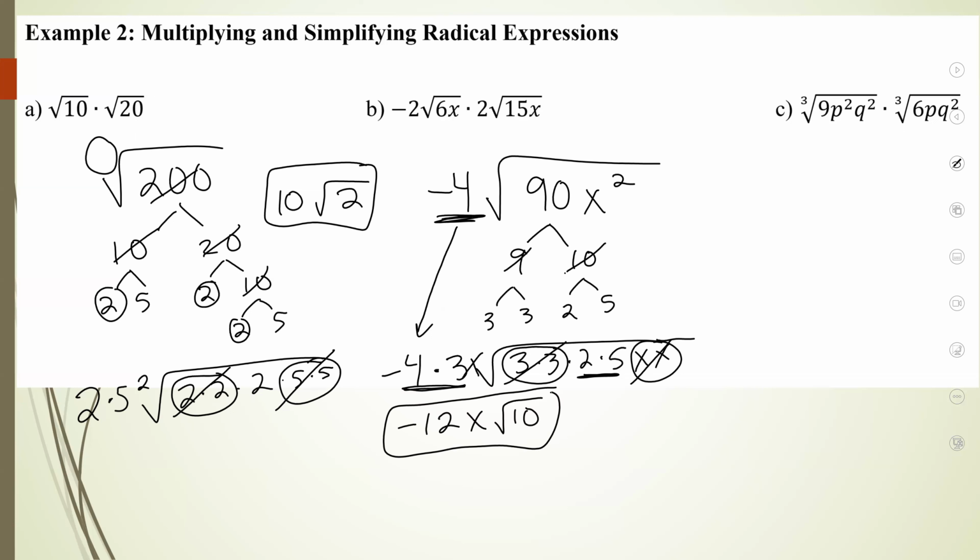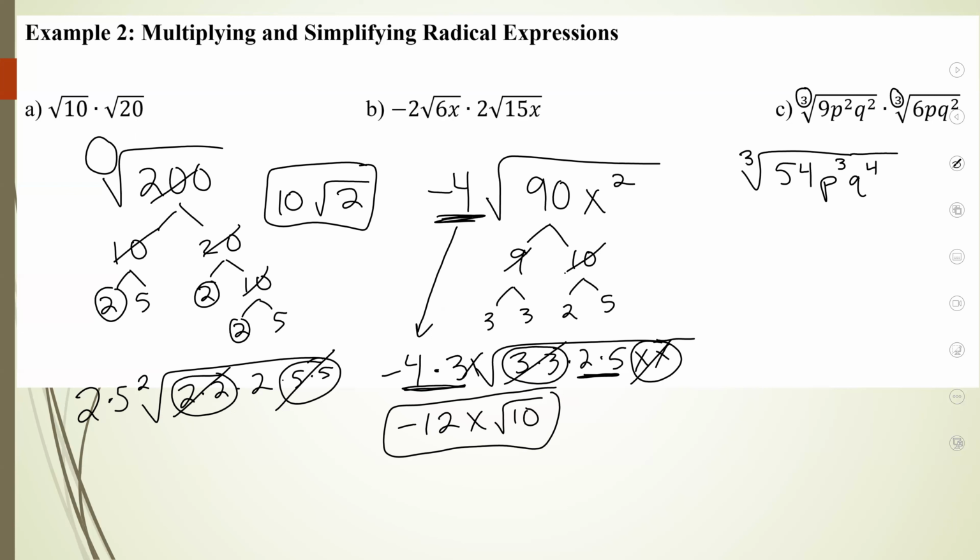All right, last one. The roots are the same, so we can multiply the insides. 9 times 6 is 54. I have p squared times another p. How many p's is that total? Good, cubed. There's 3 of them. Q squared times another q squared. That's q to the 4. And we want groups of 3.